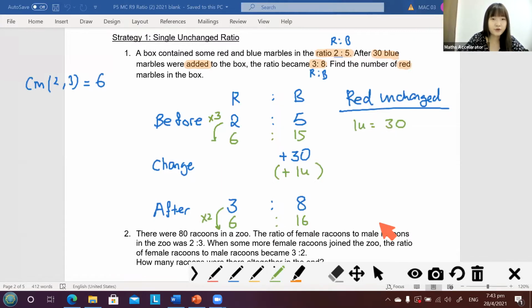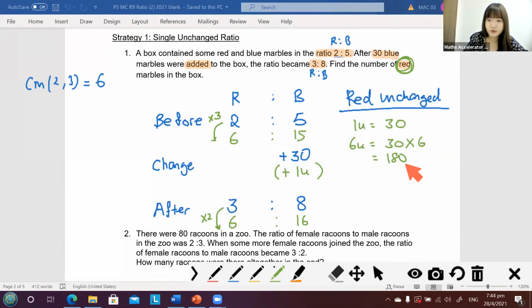Now let's look for what they want. They want the red marbles. So does it matter looking at the before or after for the red? Do I look at before or after? Does it matter? Great, a lot of you saying no, doesn't matter because your red didn't change. So at the start is 6 units, at the end is also 6 units. So now all you have to do is look for 6 units. 30 times 6. Your final answer would be, thank you, Lisa, 180.